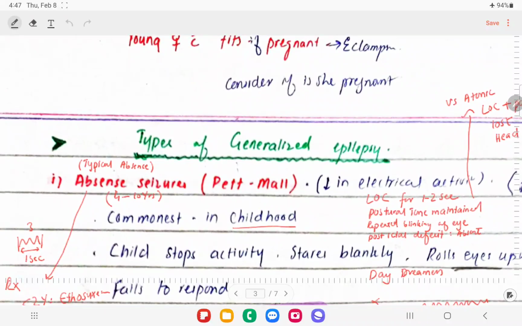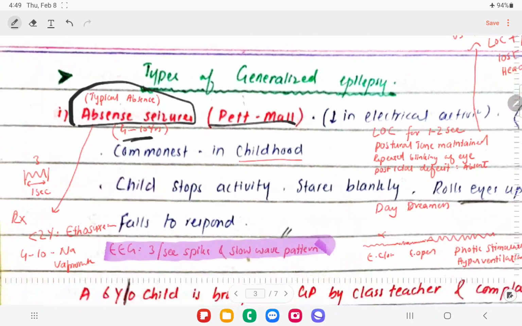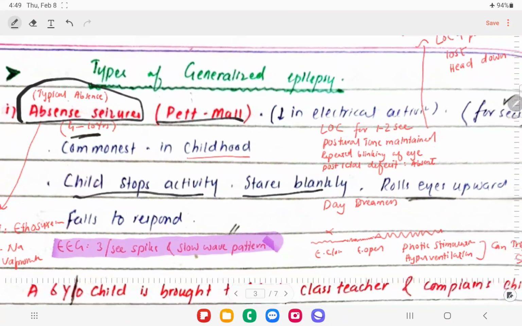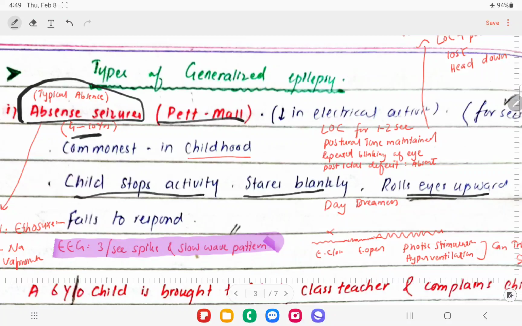Okay, so absence seizure, previously it was called petit mal. I'm talking about the typical absence seizure. This happens mostly in kids of 4 to 10 years of age. In this seizure, the child is going to stop the activity for a few seconds. It will stare blankly, roll the eyes upward and fail to respond. There will be loss of consciousness for 1 to 2 seconds, but postural tone will be maintained, so there will be no fall in these patients.